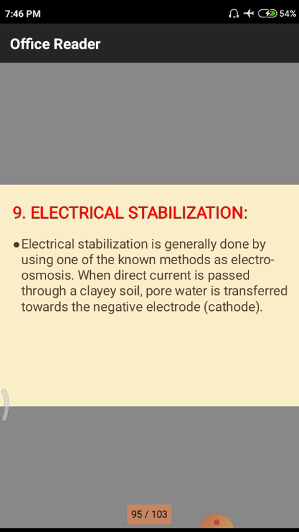The next content is electrical stabilization, today's topic. So we have to observe the different processes and how this process will work.